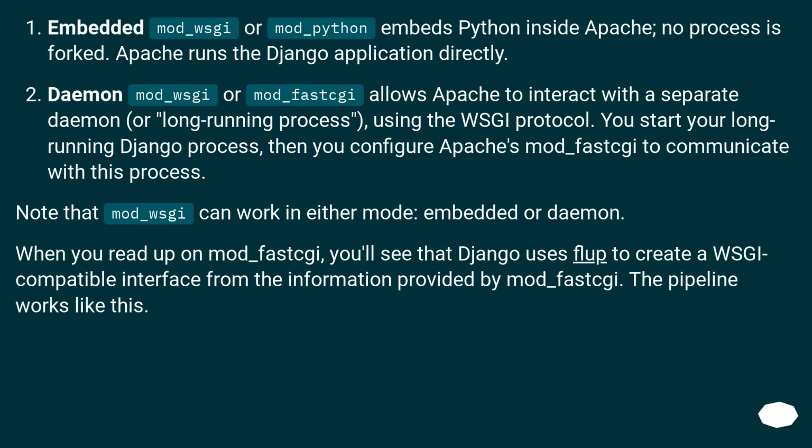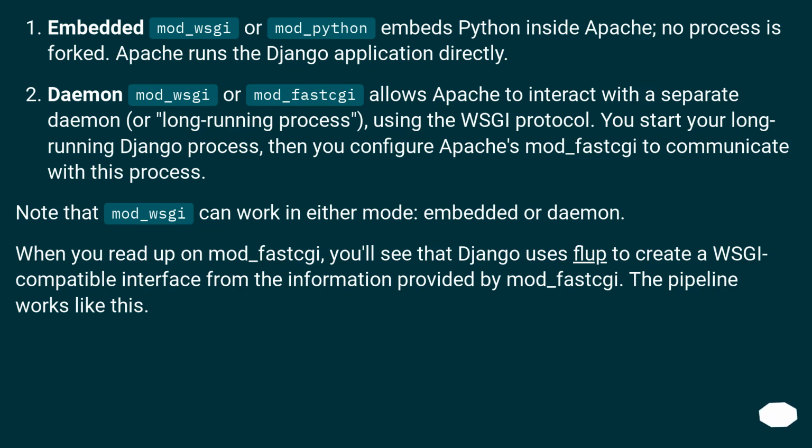Embedded mod_WSGI or mod_python embeds Python inside Apache. No process is forked. Apache runs the Django application directly. Daemon mod_WSGI or mod_fastcgi allows Apache to interact with a separate daemon, or long-running process, using the WSGI protocol. You start your long-running Django process, then you configure Apache's mod_fastcgi to communicate with this process. Note that mod_WSGI can work in either mode, embedded or daemon.